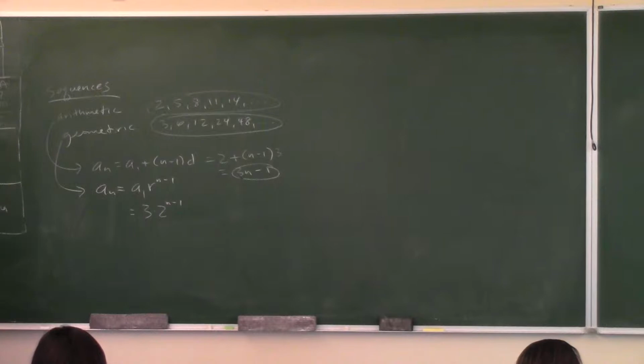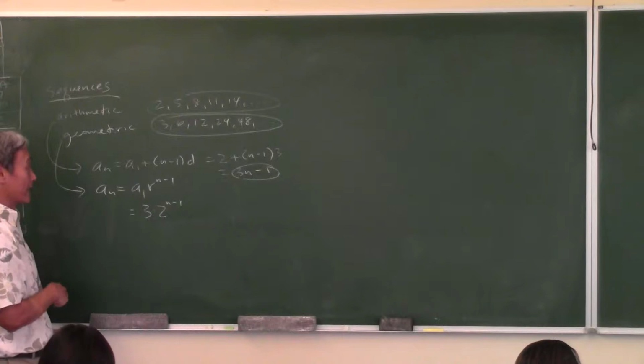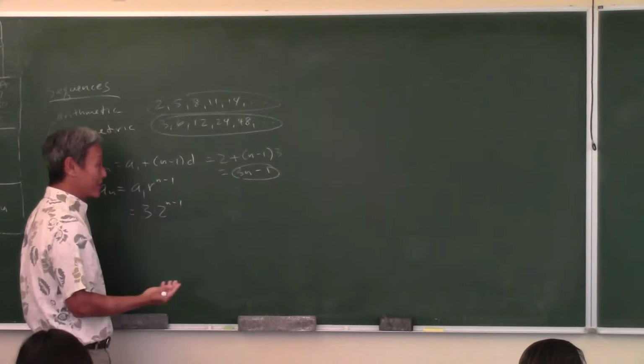Oh, no. Now, these are called explicit formulas. So like if you want to find the 100th term, you simply plug in 100, right? If I want to find the fifth term, you plug in 5.